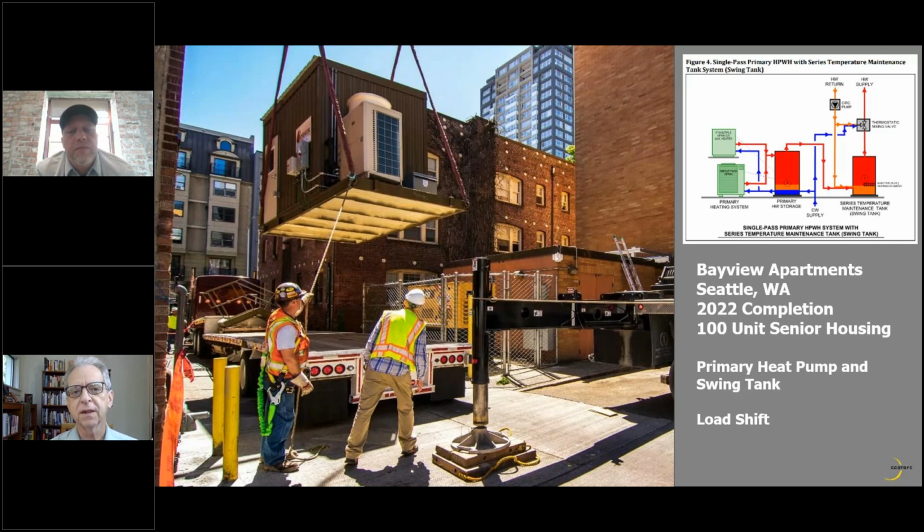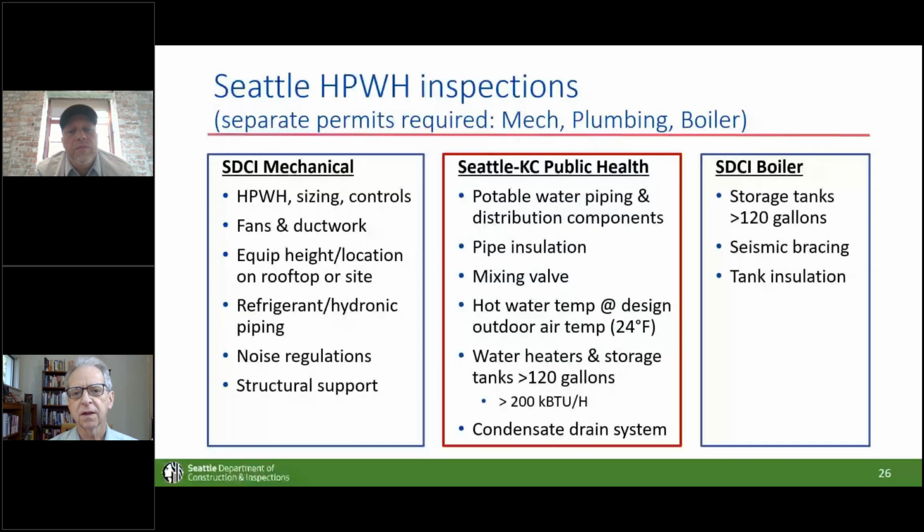For permitting on heat pump water heaters on the commercial side, what you see in the red box in the middle is the King County Public Health Plumbing Division. They're looking at all the water connections, the potable water connections, the pipe installation, and the condensate. They're concerned with those plumbing and public health related things.